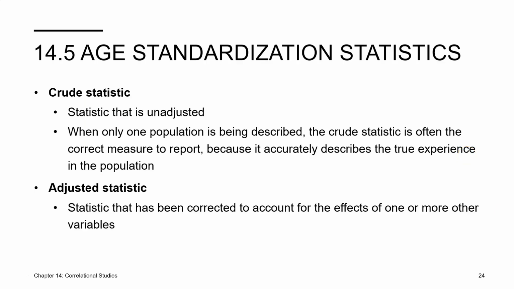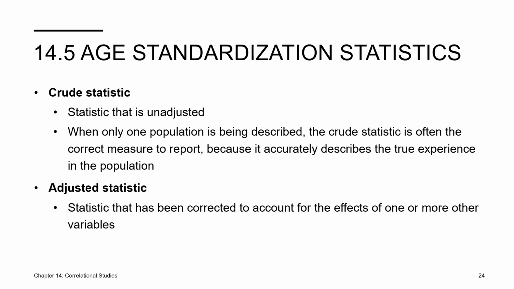When conducting statistics for age standardization rates, crude and adjusted statistics can be calculated. A crude statistic is one that is unadjusted. So say when only one population is being described, the crude statistic is often the correct measure to report because it accurately describes the true experience in the population, versus an adjusted statistic, which has been corrected to account for the effects of one or more variables. Now, this often depends on the aims of the study and not just whether or not one or more populations are being described.